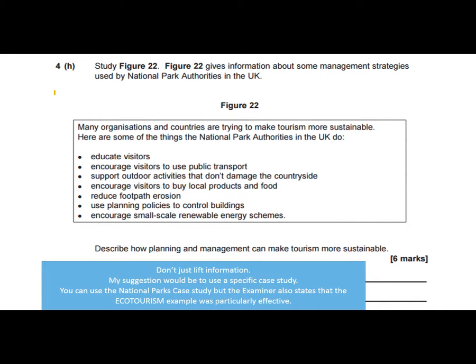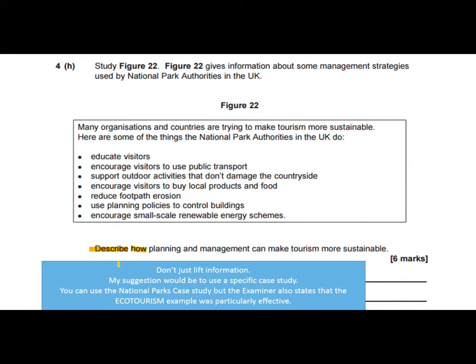It says study figure 22. Figure 22 is the box at the top of the page, just above the question for 4H. It gives you a load of information about national park authorities and what they do in the UK. The question, the command word is describe. They're asking you to say how, which makes it one of these funny questions again, where you've got to try and make links and develop.